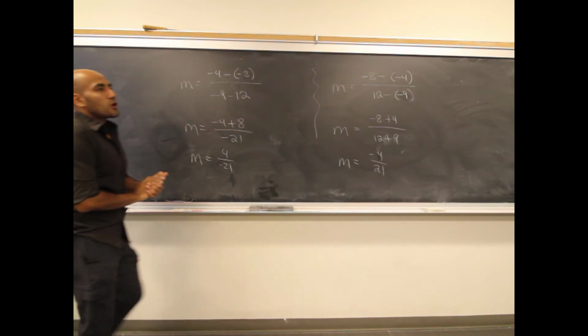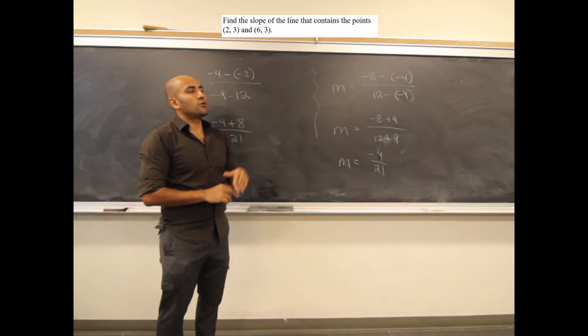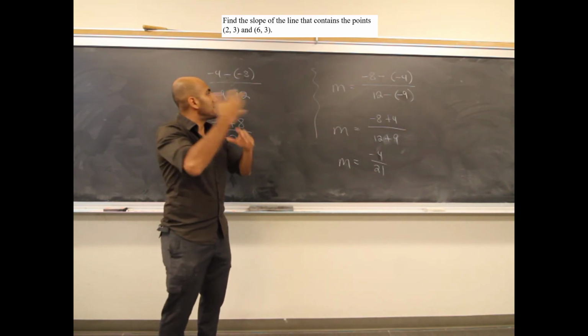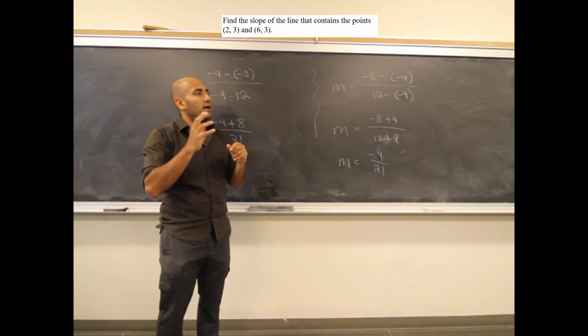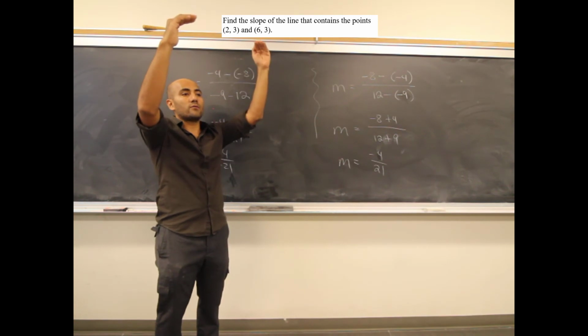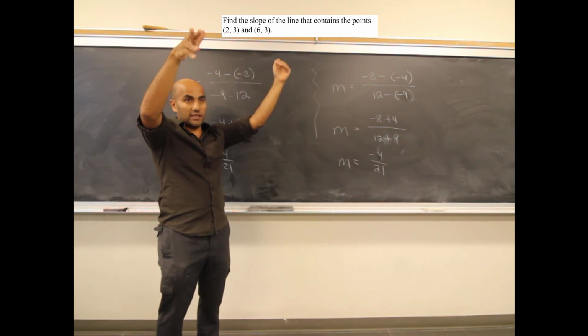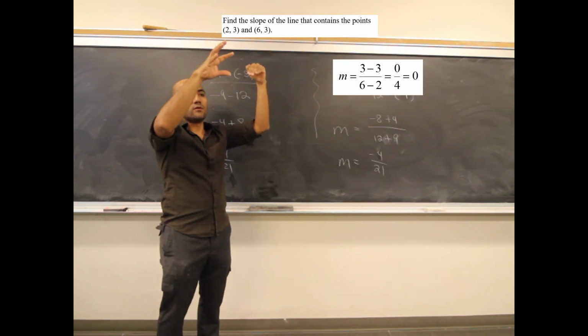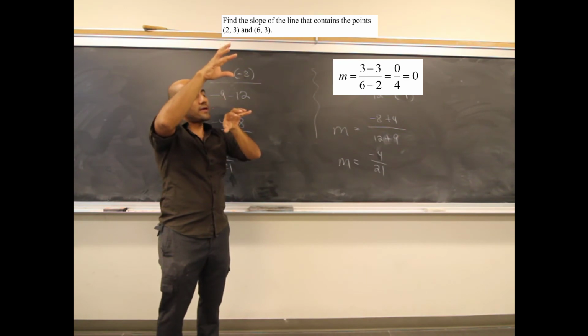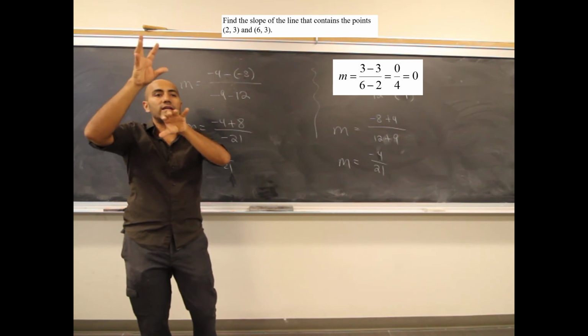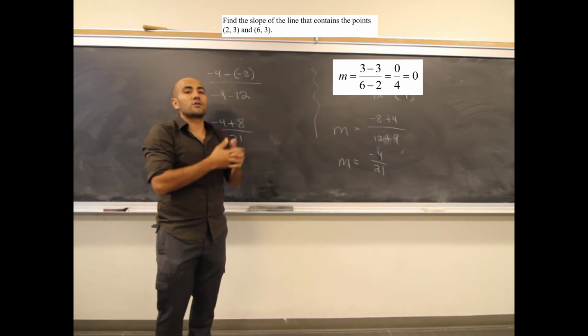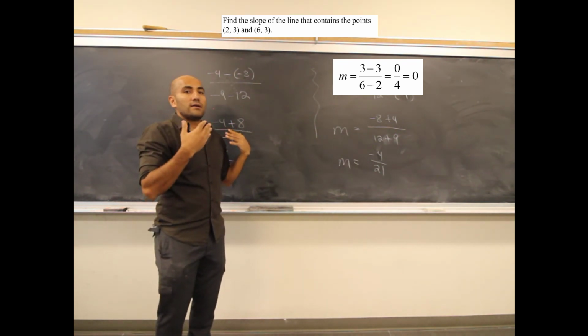All right, find the slope of the line that contains these 2 points, (2, 3) and (6, 3). Okay, so we dive into our formula, and what's going to happen in the numerator? What are we going to get? 0. It's going to be 3 minus 3, 0, right? The denominator is going to be either 6 minus 2 or 2 minus 6, depending on how you did it. Either way, the whole answer is, the slope is 0.